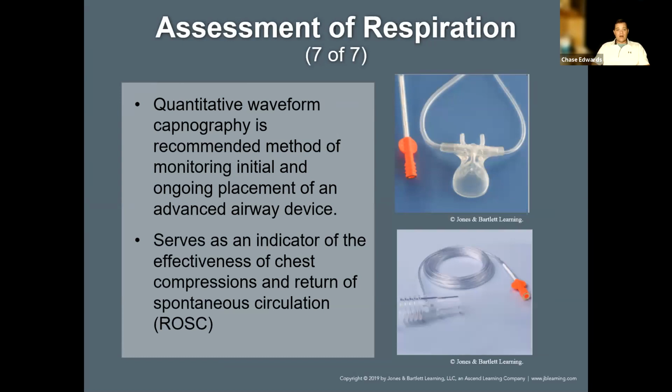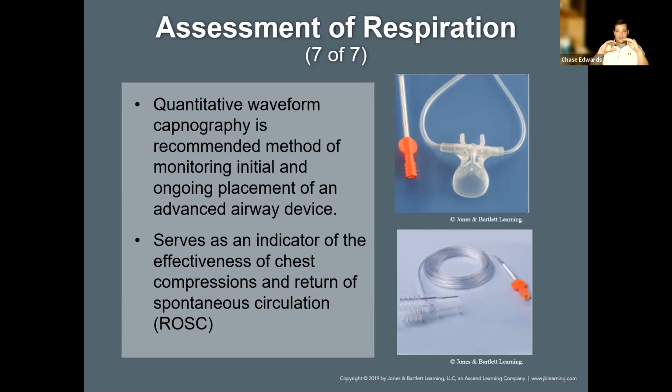You can put that onto there. You can see the bottom one. It goes in between the ET tube and the BVM, and then it'll read that waveform, and it's the best thing to have. You should put it on every patient that you have a BVM on. You should put it on sick patients. If you have a sick patient, put that on there.